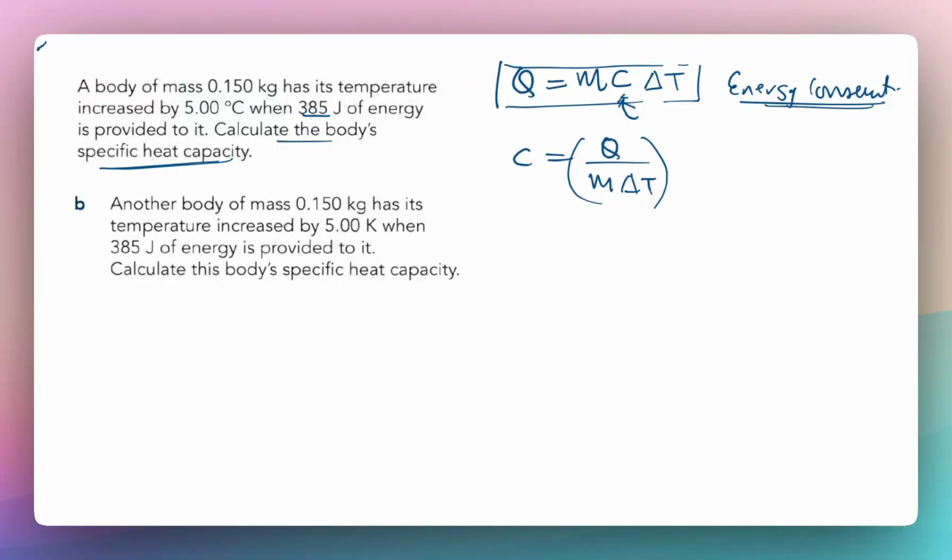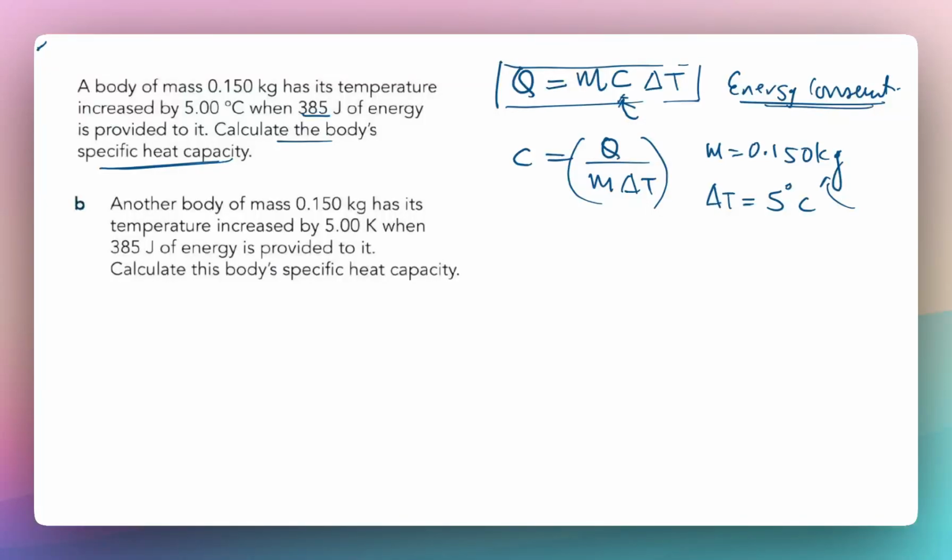Now, let's look at what all things are given. So the M is given to be 0.150 kilogram. Note, we have to always put the M in kilogram, right? And then delta T is 5 degrees Celsius. Now, note that whether the change in temperature is in degrees Celsius or Kelvin, it means the same thing, right? The change could be the same number, 5.